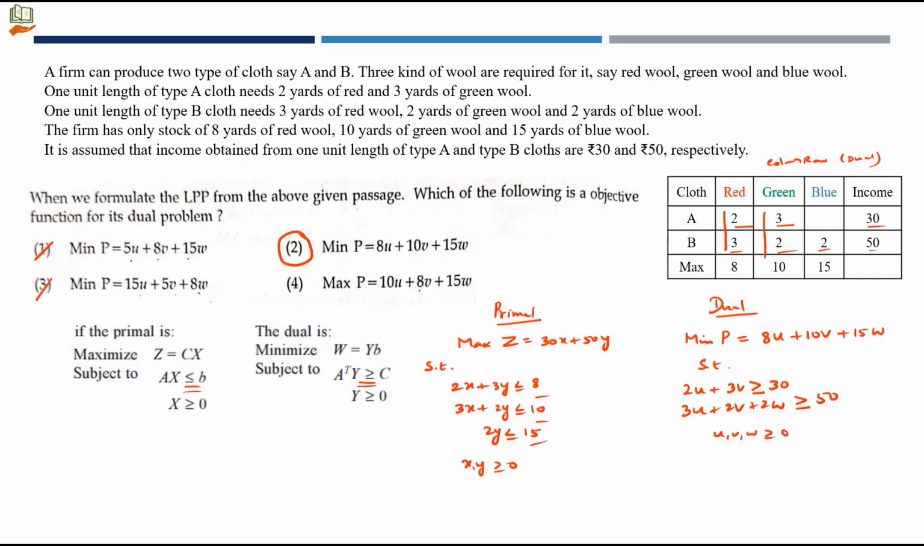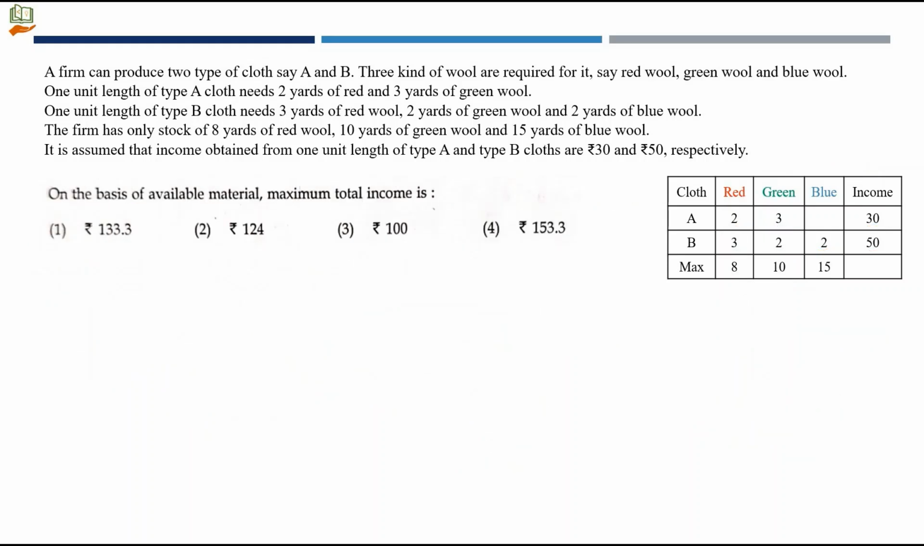We have 10, 8 and 15. Actually the values are right, but they are interchanged. U is for red, V is for green and W is for blue. So this is U, V and W. But the order is changed here as 10, 8 and 15, and it is given as a maximization problem, which is totally wrong. Next question. On the basis of available material, maximum total income is.